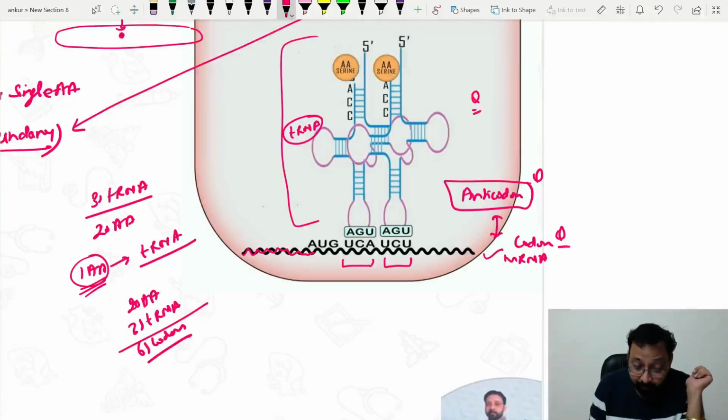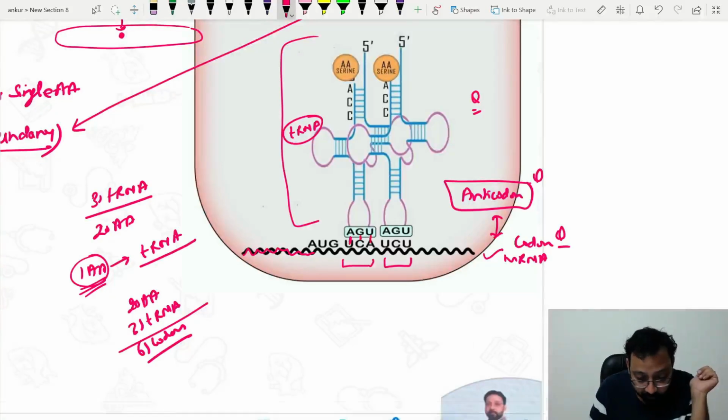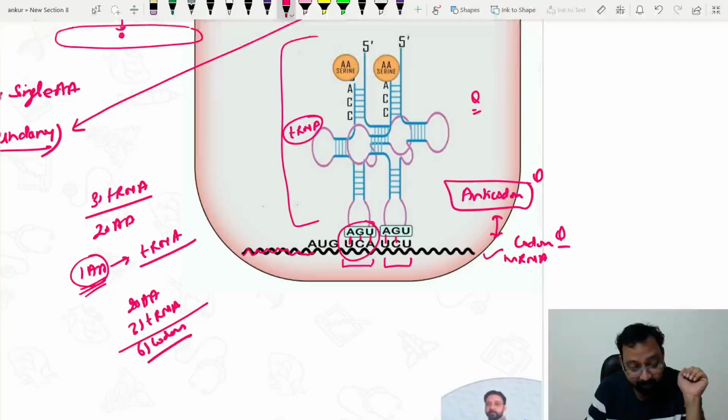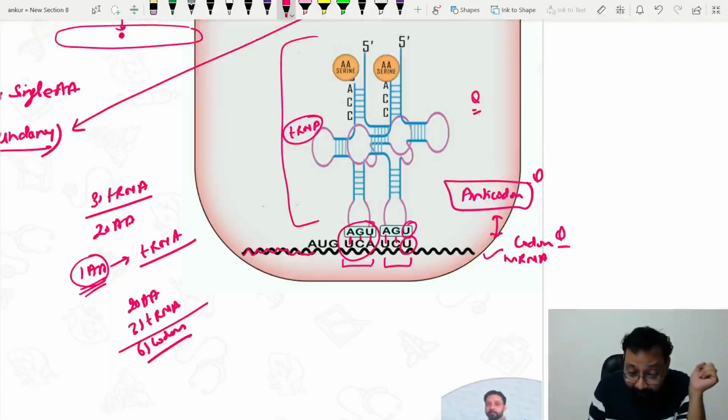What will happen? This transfer RNA will come. A will bind with U, G will bind with C, U will bind with A. Yes, no problem. The second transfer RNA will come, A will bind with U, G will bind with C. U will not be able to bind with U. Can it be possible? Yes, Wobble hypothesis.